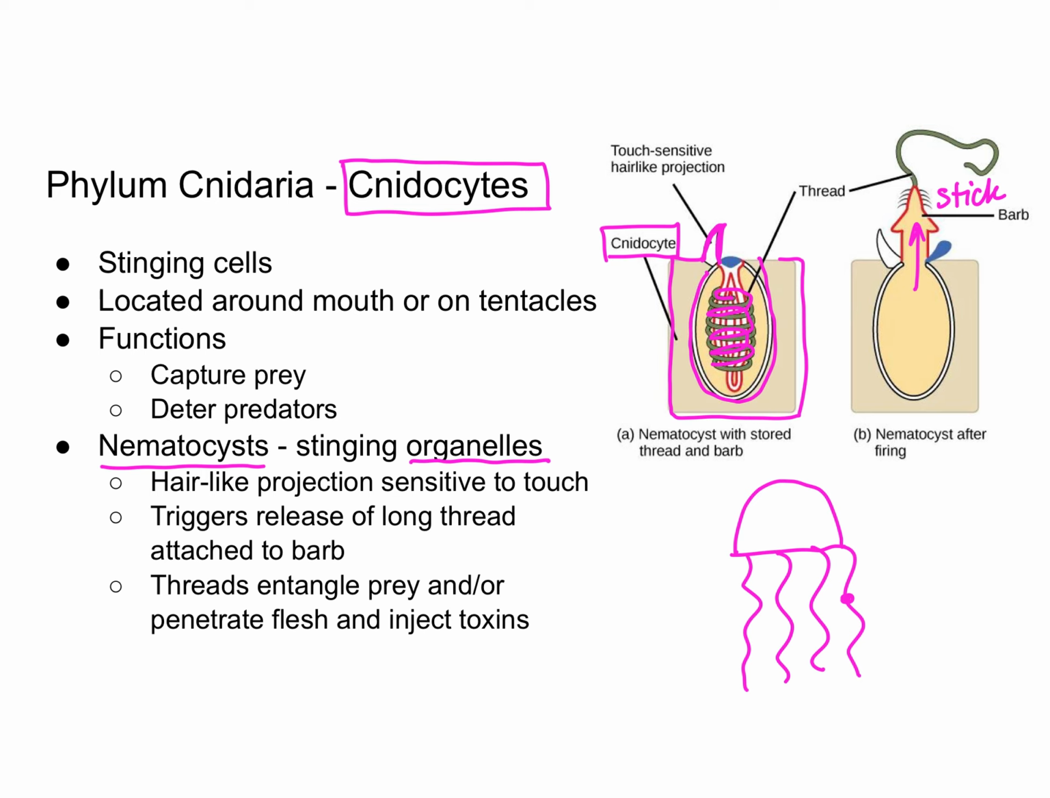And then it's got this thread here. Some of these threads are really long, so they can actually entangle prey. They also give off toxins, and it's the toxins that really make it hurt. I mean, the barbs also hurt, but it's the toxins that do most of the stinging. For their prey, like fish and other small organisms, the toxins can basically paralyze the prey and eventually kill it, and then start to break it down for digestion.